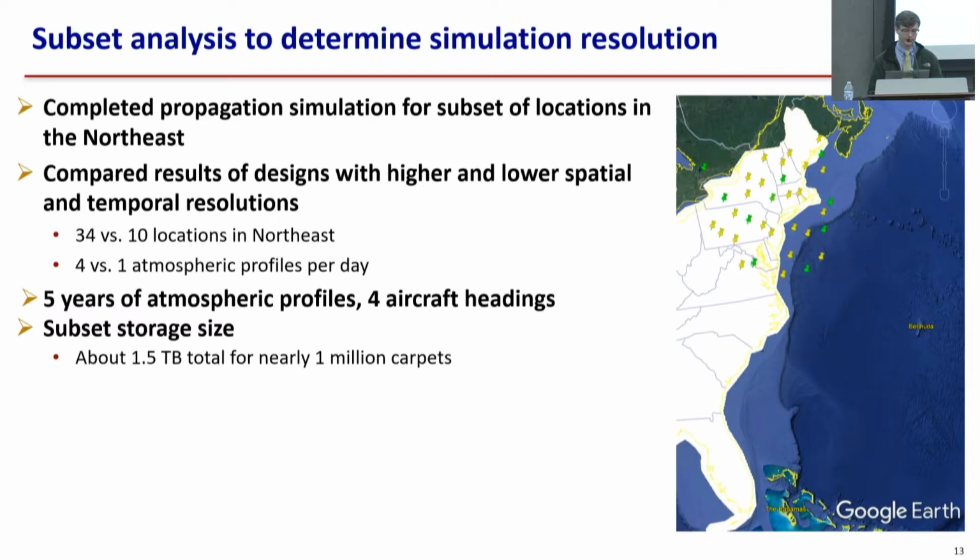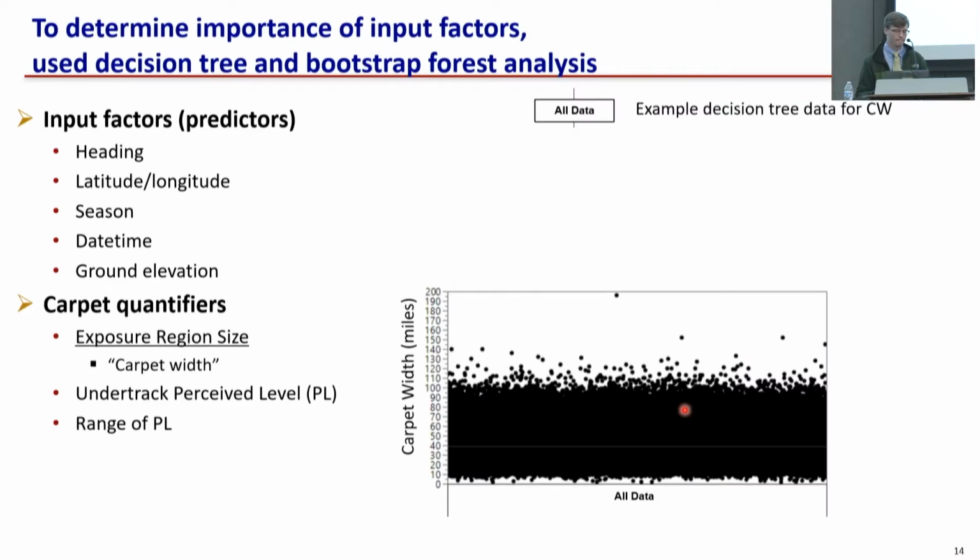We also learned that the storage size was going to be an issue. We had a large storage size for the approximately 1 million carpets we generated just for this subset. In order to determine the importance of our input factors, we completed a decision tree analysis using a bootstrap forest. And our input factors were the heading, the lat-long, season, date, time, and ground elevation. And our quantifiers are the exposure region size, which we'll call carpet width here, and our loudness under track and the range of the loudness.